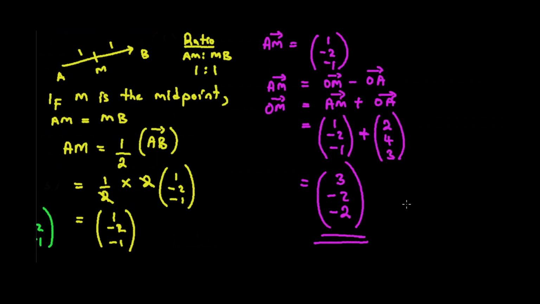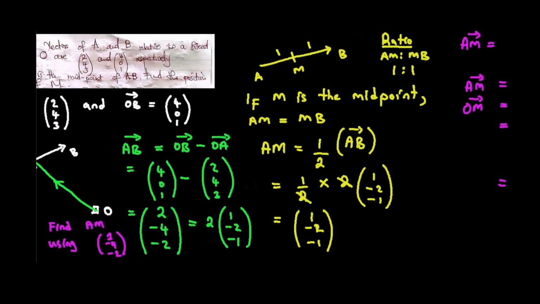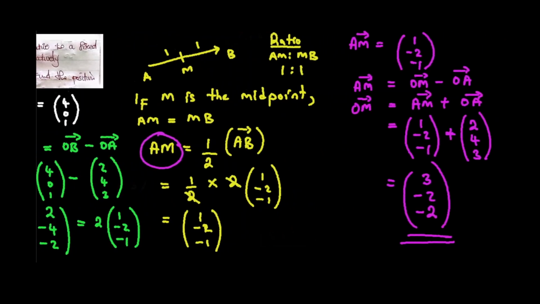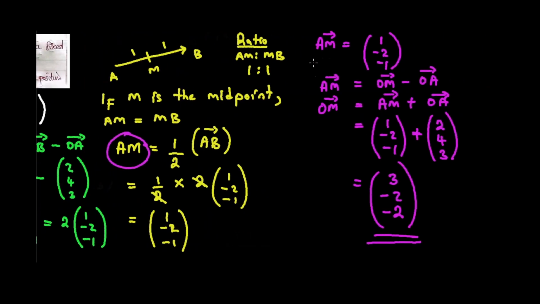Let us reiterate a little. What we did first was to find AB. That is the first thing we did. We found AB and then used our knowledge of ratio to find AM. Isn't it? After finding AM, we used our knowledge of displacement vectors to find OM. So these stages are very important.